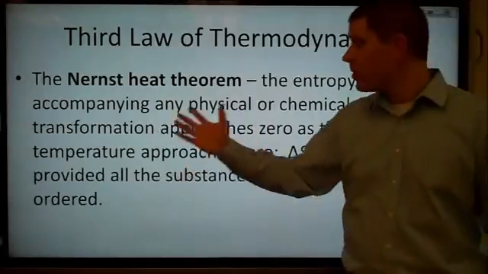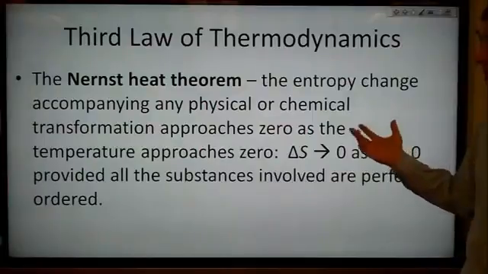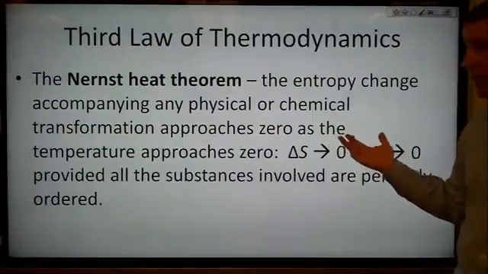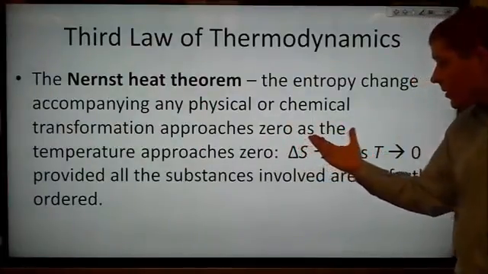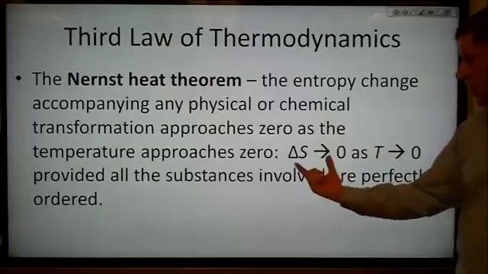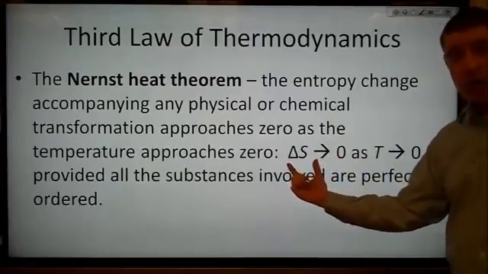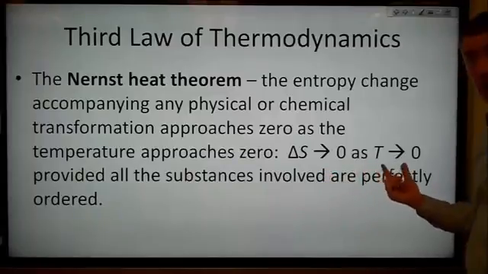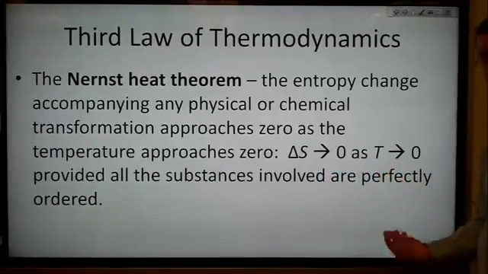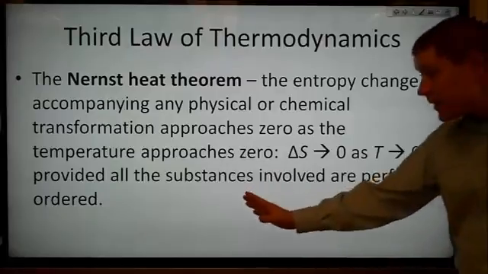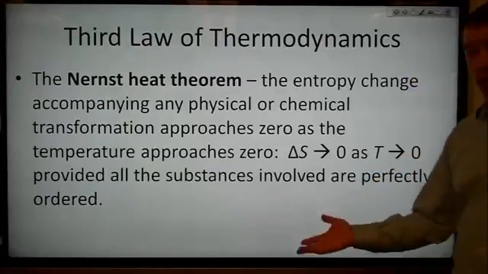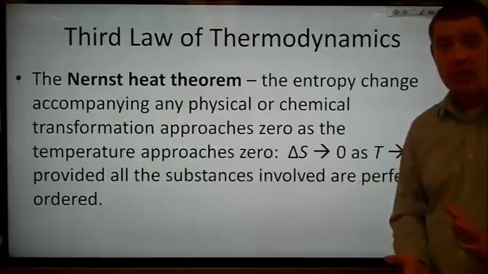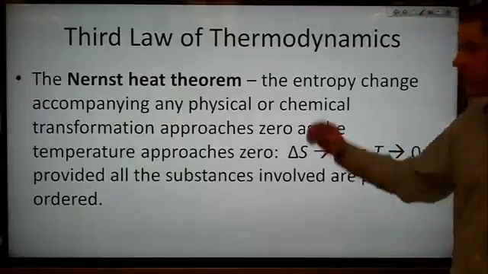Now we get to the Nernst heat theorem. The entropy change accompanying any physical or chemical transformation approaches 0 as the temperature approaches 0. So the entropy change for some process goes to 0 as the temperature at which that process is occurring goes to 0, provided that all the substances involved are perfectly ordered, so provided that we don't have any imperfections in our solid crystals.